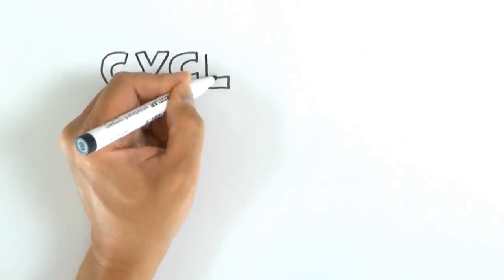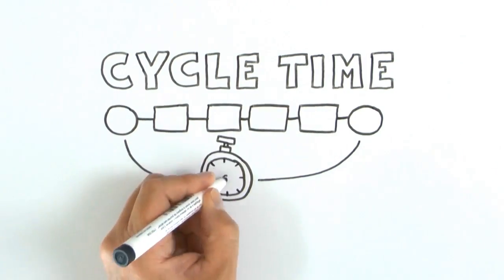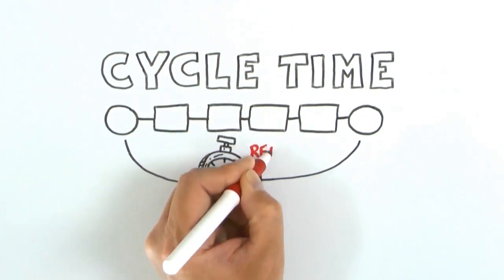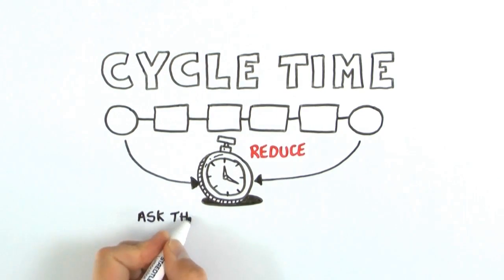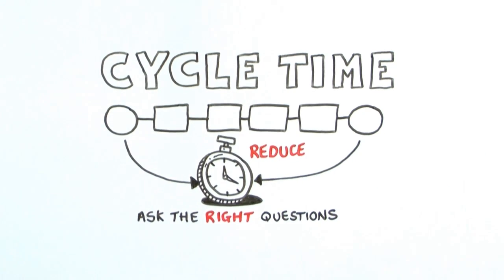The process jargon for faster is cycle time. It's the time it takes to complete a single instance of a given process. Obviously, we want to reduce cycle time. This video is about the questions to ask to uncover typical process delays.